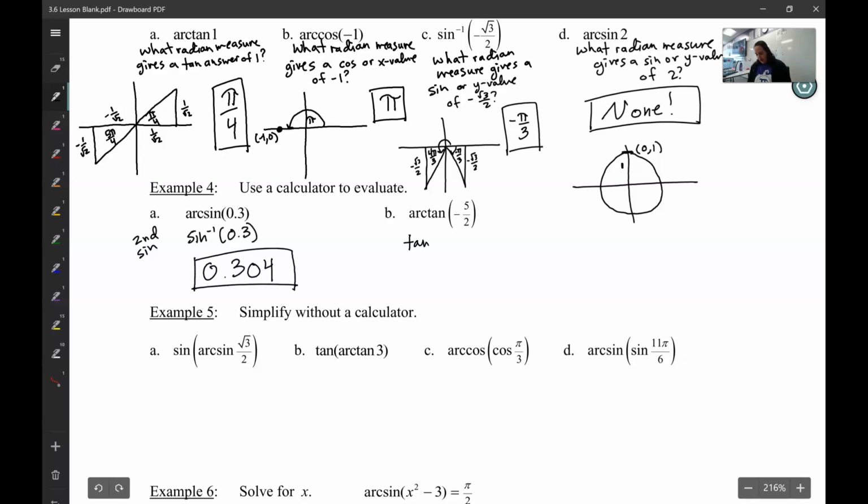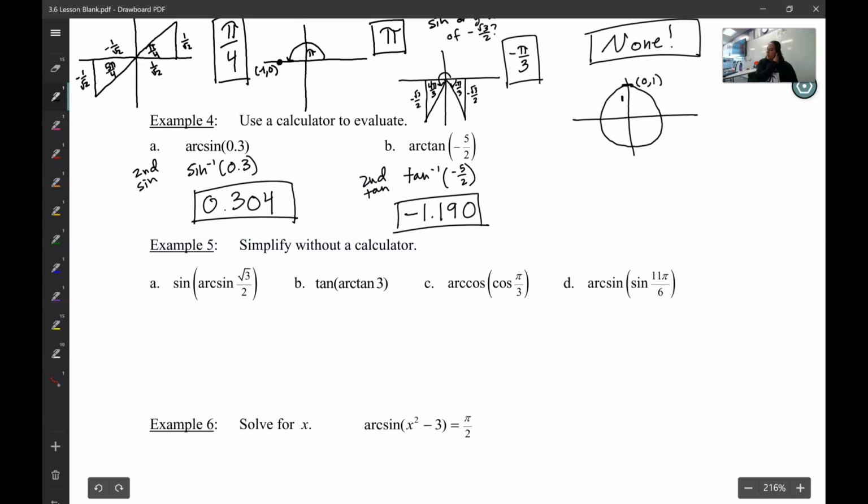Same thing with tan. You'll find this inverse tan function or arctan function by doing second tan, and then you should get negative 1.190. That's it. Ta-da!